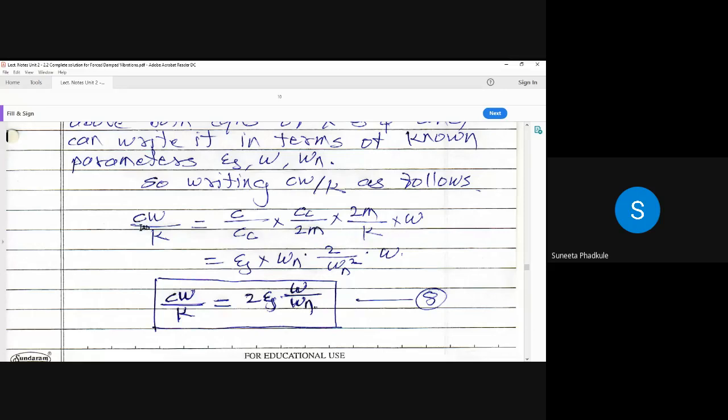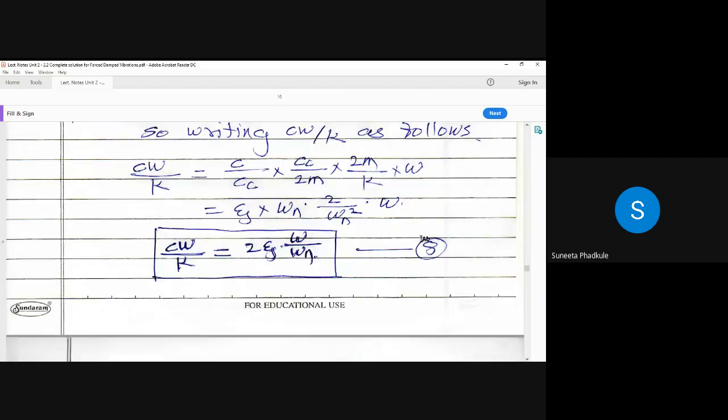Understood? First, I will take C upon Cc into Cc upon 2M into 2M upon K into omega. So what I did, I divided by Cc and multiplied by Cc. Here also, I divided by 2M and multiplied by 2M. So when you cancel the 2M and Cc, you will get C omega upon K. So C omega upon K can be written as it is.